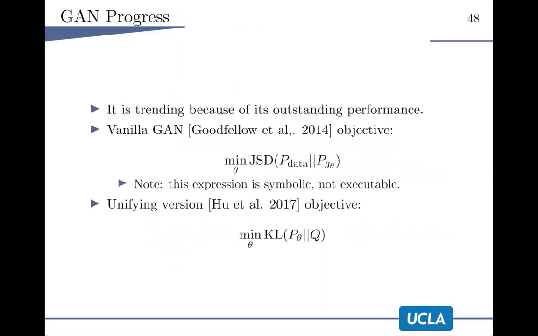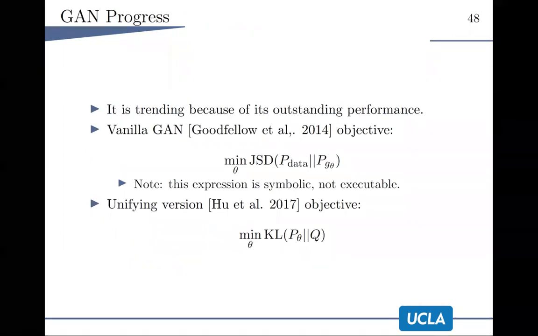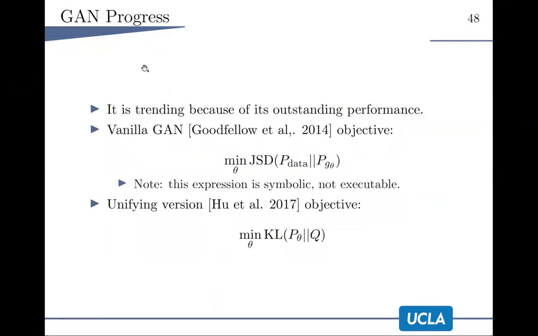And when we come to the applications, we can say that the GAN is pretty trending these days, because the generative adversarial networks have very outstanding performances in the applications. And the vanilla GAN, the one that was published in 2014, its objective could be written this way.